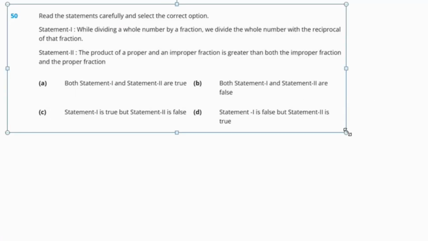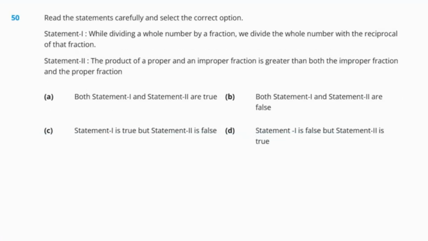Now the next one. Read the statements carefully and select the correct option. Statement 1 says that when dividing a whole number by a fraction, we divide the whole number by the reciprocal of that fraction. That is not true. We are not dividing, we are multiplying the whole number with the reciprocal of that fraction.